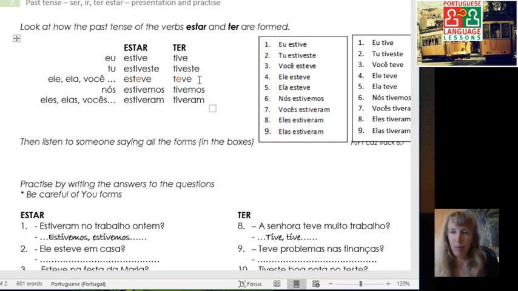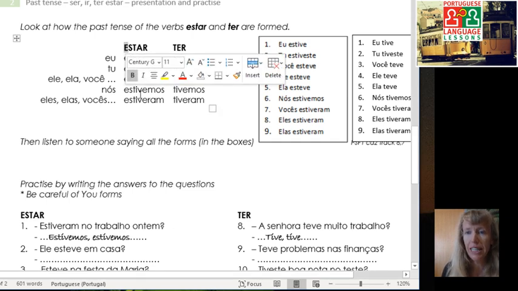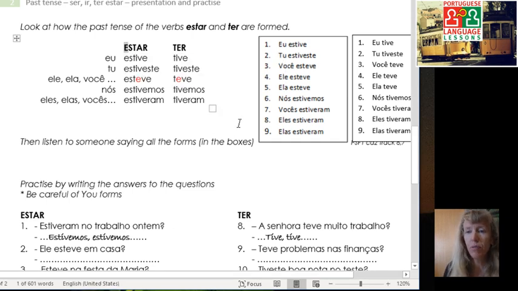So let's have a look. Estar with its super soft E, estive, estiveste, esteve, estivemos, estiveram. And ter, tive, tiveste, teve, tivemos, tiveram.